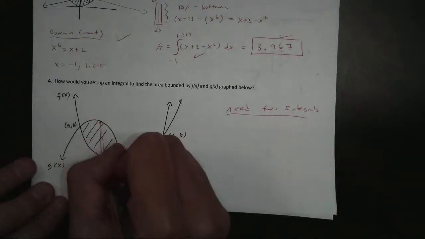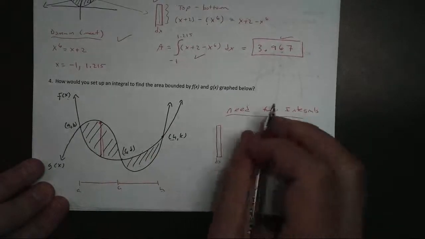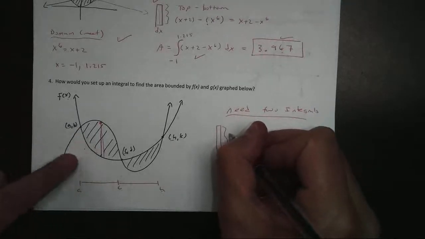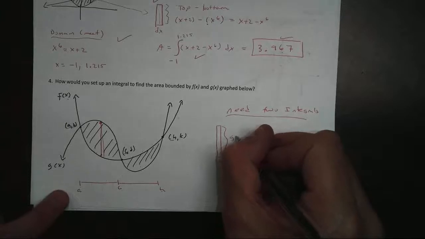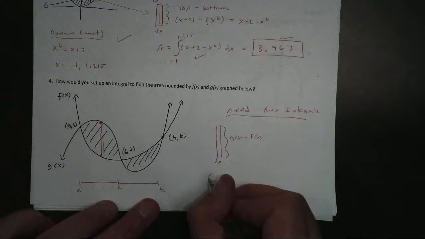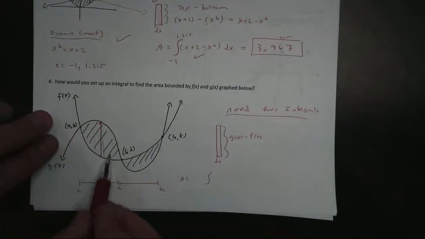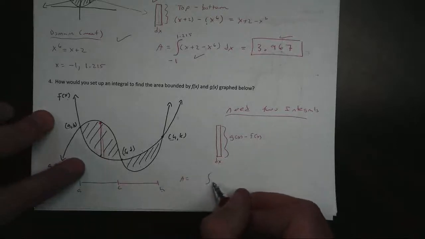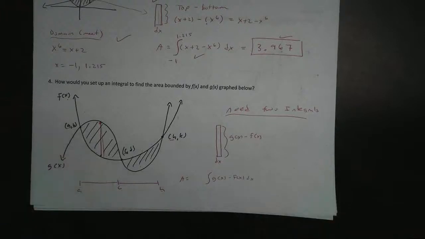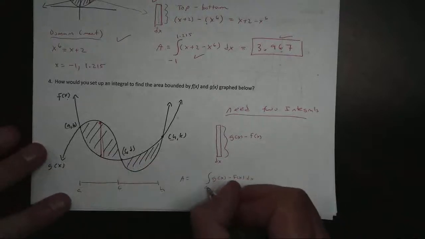Very simple. Let's deal with our first rectangle. Our first rectangle, again, has a width of dx. Its height, remember, top minus bottom. The top of this part right here is g of x minus the bottom, which is f of x. So the area of this region right here that we're looking at will be the integral of g of x minus f of x, and it starts at A, ends at C. So from A to C.